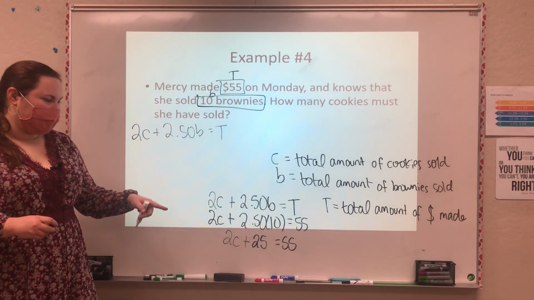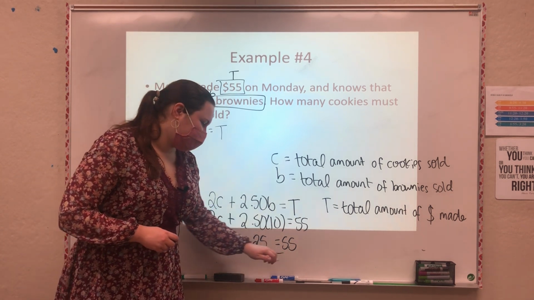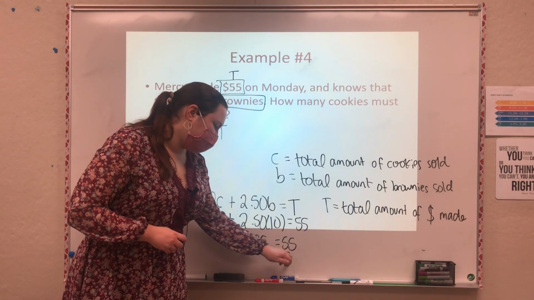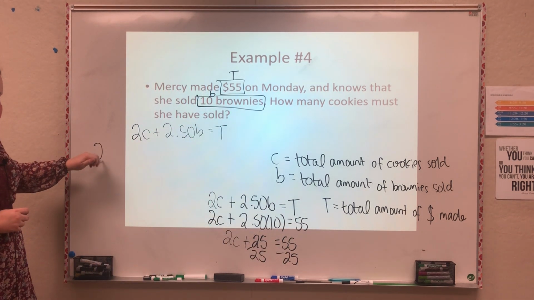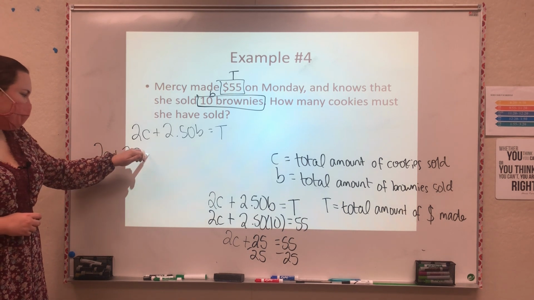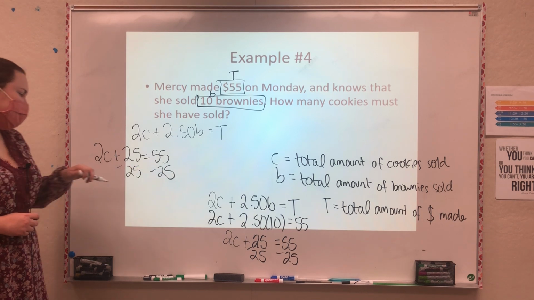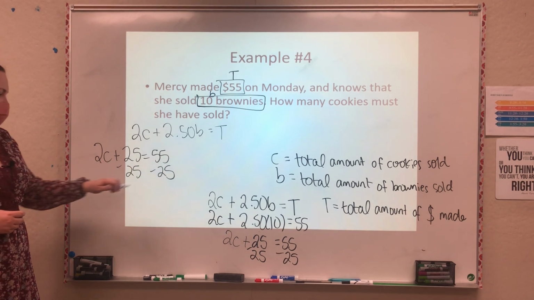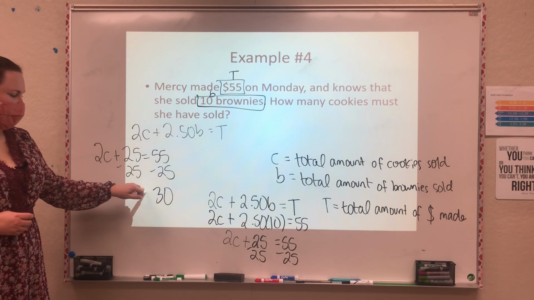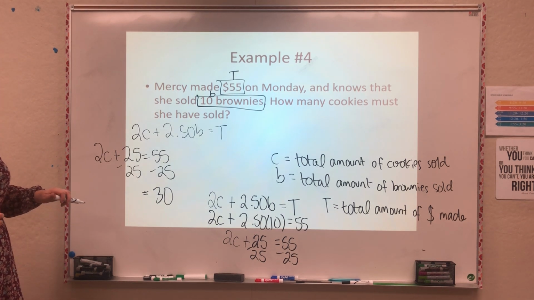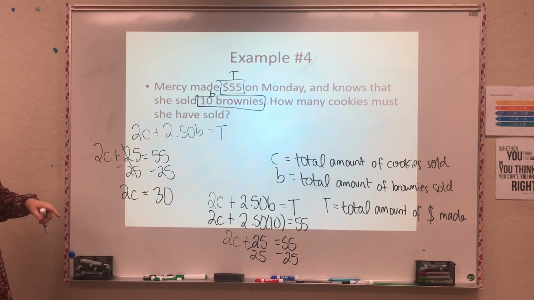Now, a moment ago, you told me what the next step is going to be. Do you remember? Yeah, 55 minus 25. Yep. We're going to subtract that 25 on both sides. I am running out of room, so I'm going to bring it up here. 2C plus 25 equals 55. You said subtract 25 on both sides. What's that leave me with? $30. 30 equals 2C.